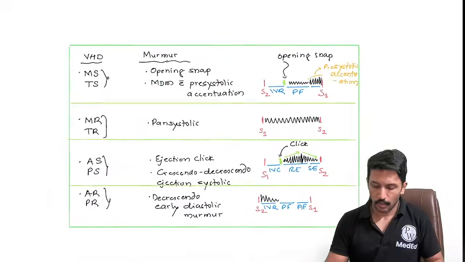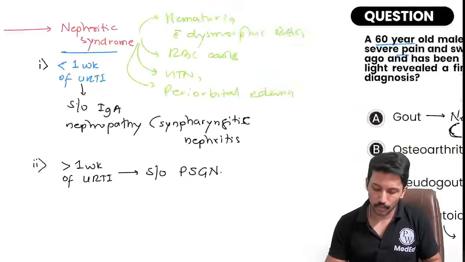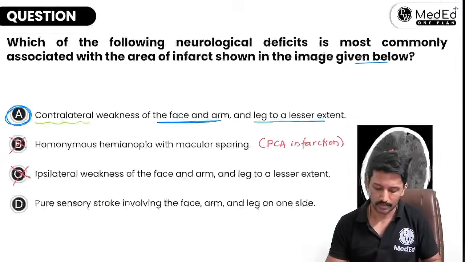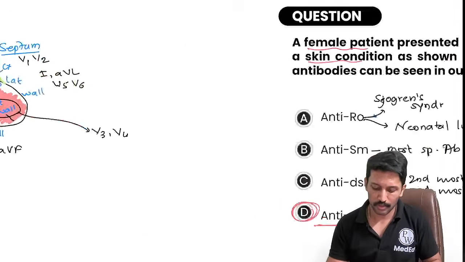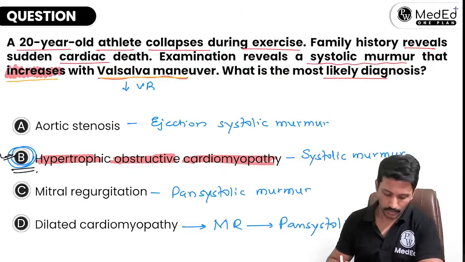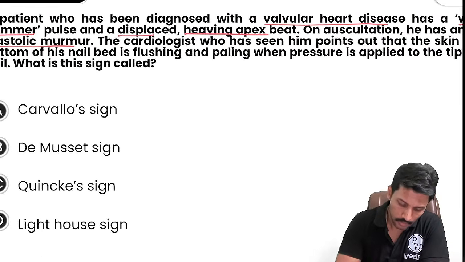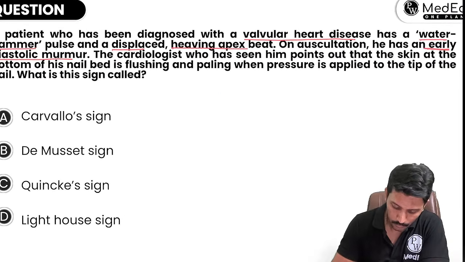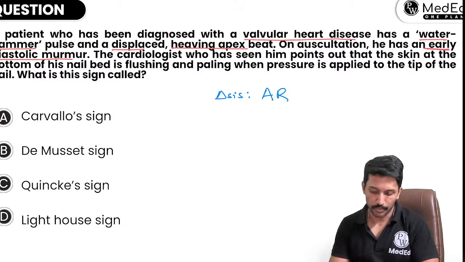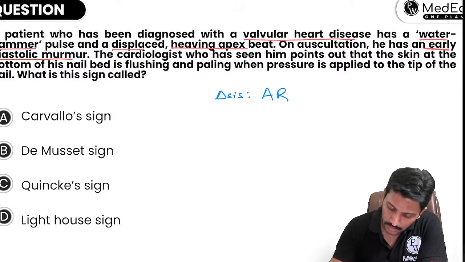Okay. Now what is this question talking about? There is an early diastolic murmur, plus it is giving you one more important clue, a pulse called water hammer pulse. So if you see a question on water hammer pulse, you know it is talking about aortic regurgitation. So this is a question on aortic regurgitation. In aortic regurgitation, you also get an early diastolic murmur. But what is he asking us actually?